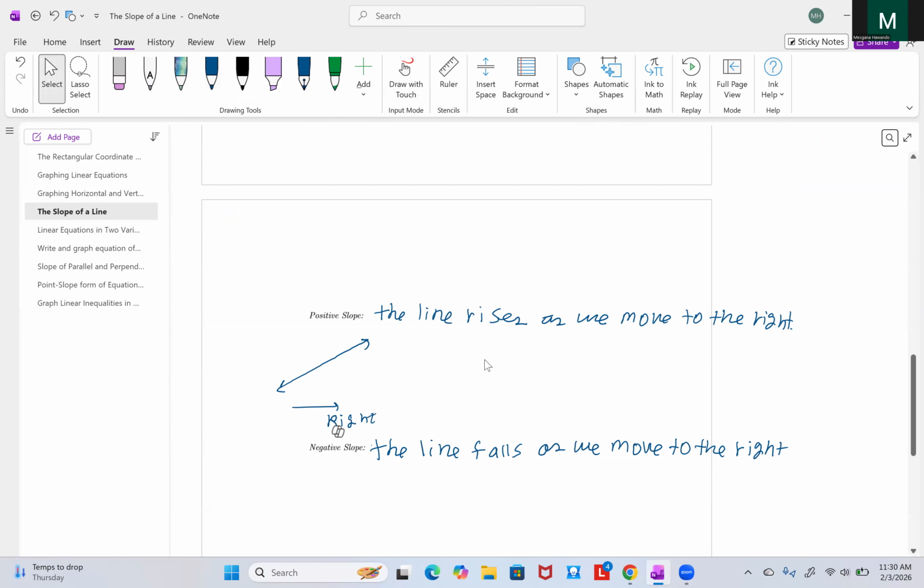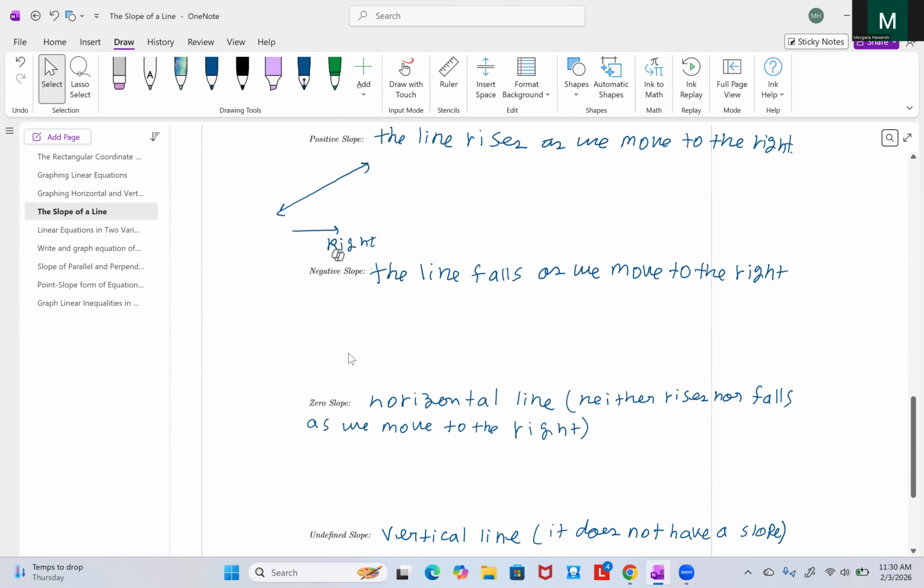What about a line that has a negative slope? What does it look like? The line falls as we move to the right. This will be a line whose slope is negative. As we move to the right, the line is falling. So by looking at it in a rectangular coordinate system, this is what it would look like.